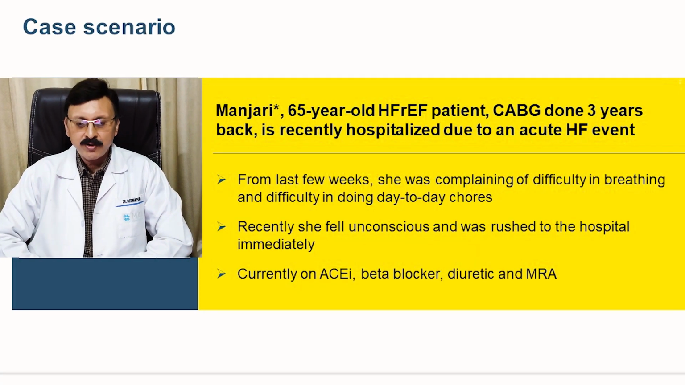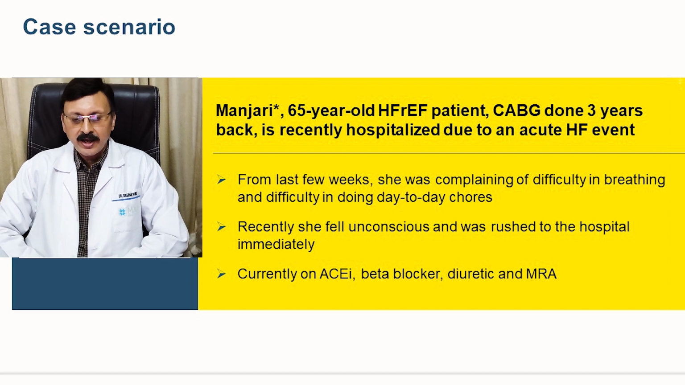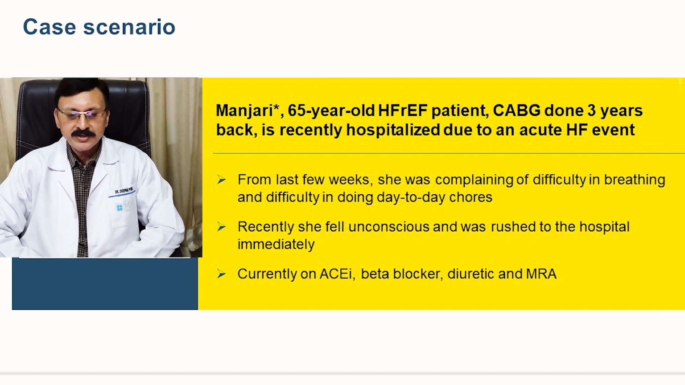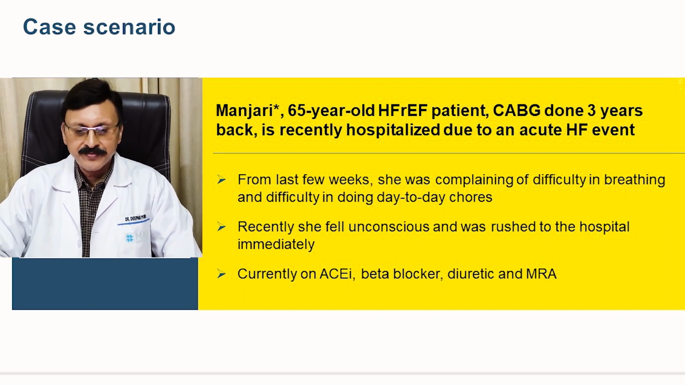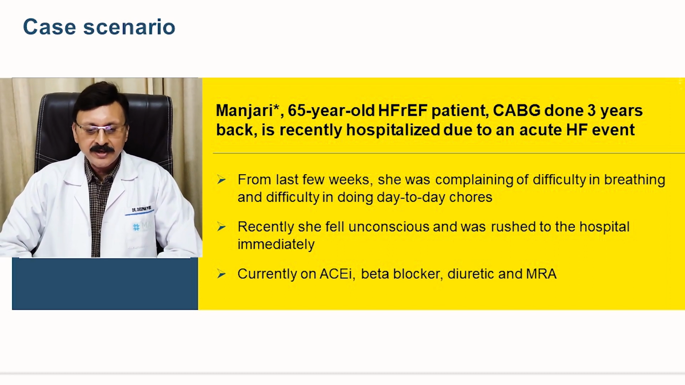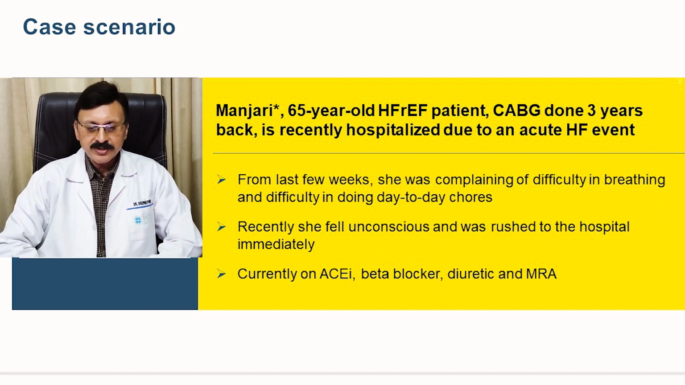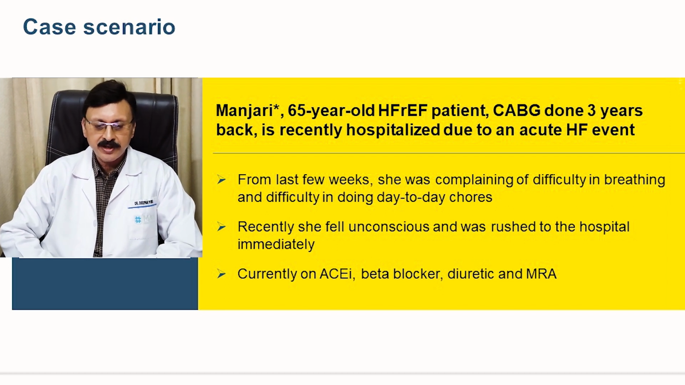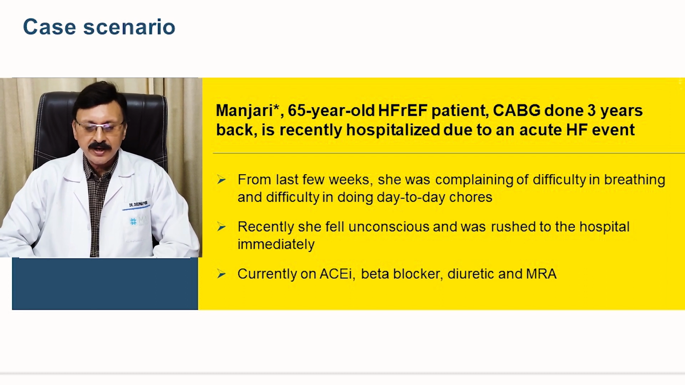So we begin with a case scenario: Manjari, a 65-year-old patient with heart failure with reduced ejection fraction. This patient had CABG done 3 years back and was recently hospitalized due to an acute heart failure event. For the last few weeks she was complaining of difficulty in breathing and difficulty in doing her day-to-day work. Recently she fell unconscious and was rushed to the hospital immediately. Currently she is on ACE inhibitors, beta blockers, diuretics and MRA.